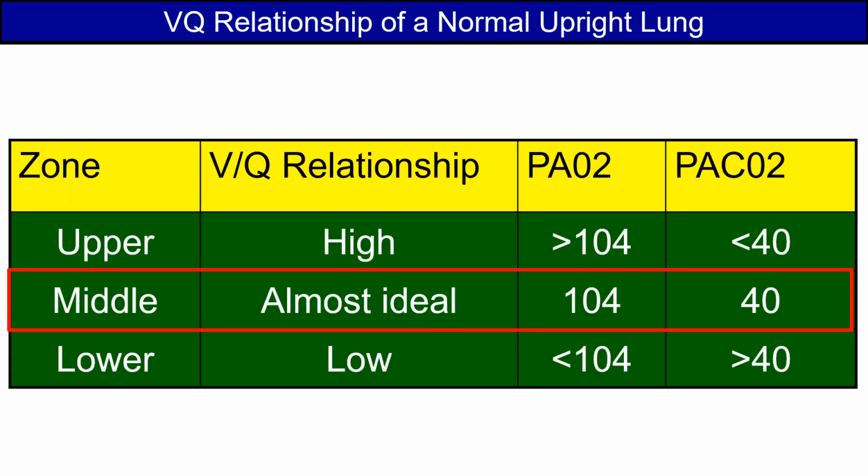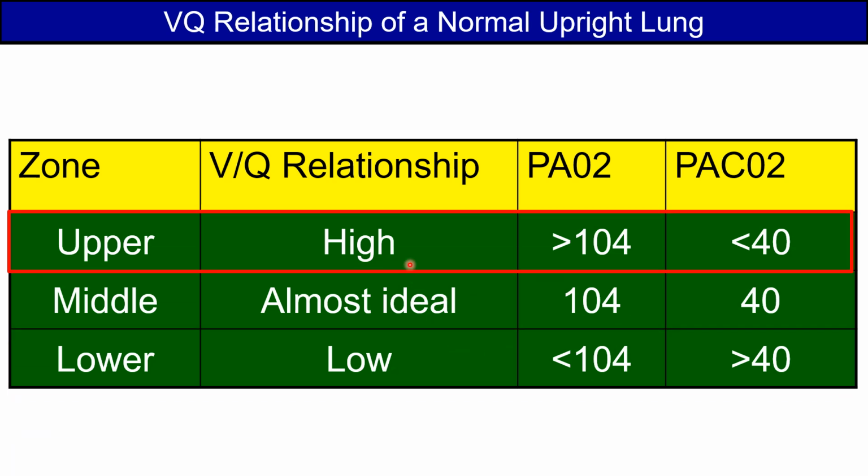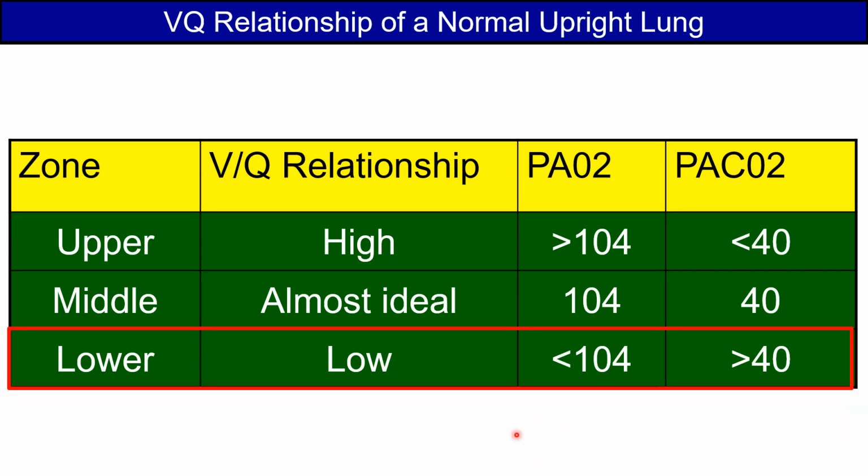So, in the middle, you have an ideal V/Q, so the O2 and CO2 tensions will be 104/40. In the upper lung zone, you have a high V/Q, so the O2 tension will be greater than 104, and the CO2 tension will be less than 40 because there's relative hyperventilation in the upper lung zone. While in the lower lung zone, you have low V/Q. Since you have a relative hypoventilation, the O2 tension will be lower while the carbon dioxide will be higher.